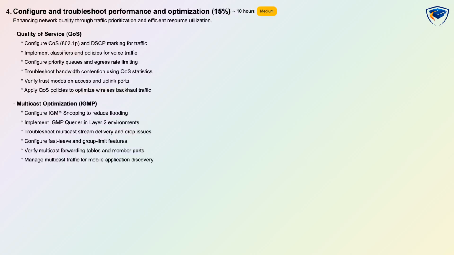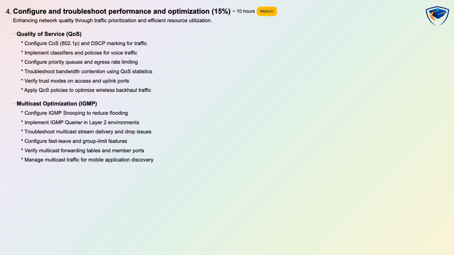The fourth domain is Configure and Troubleshoot Performance and Optimization, weighted at 15%, marked medium. With an estimated 10 hours of study and a mix of conceptual and scenario assessments, you will configure quality of service including 802.1p CoS and DSCP marking, implement classifiers and policies for voice traffic, and apply priority queues and egress rate limiting to manage congestion.